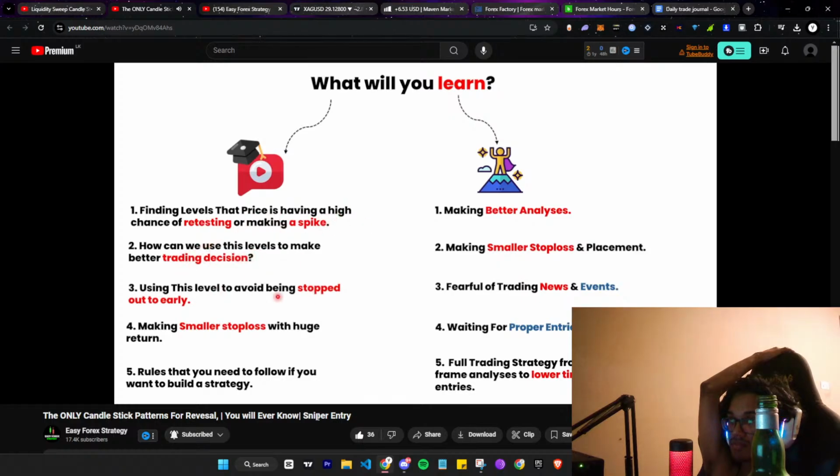Thirdly, using these levels to avoid being stopped out too early. So this is also going to help you put a proper stop loss. The fourth one is making a smaller stop loss with a huge potential return, meaning that you're going to enter a trade using a smaller stop loss but having a huge take profit level. So that means some trades like 1:30, 1:50 around that area.